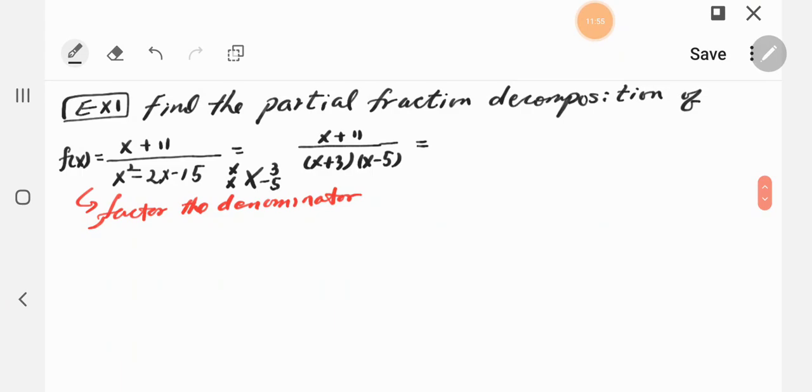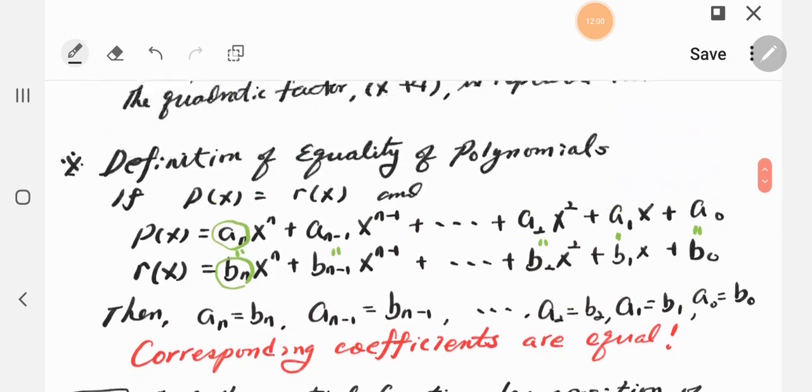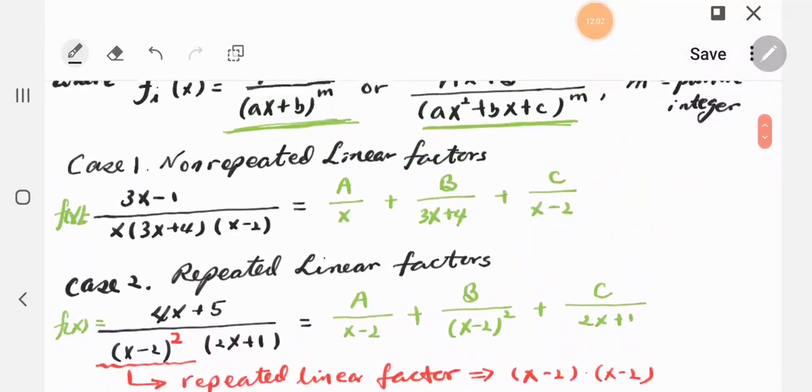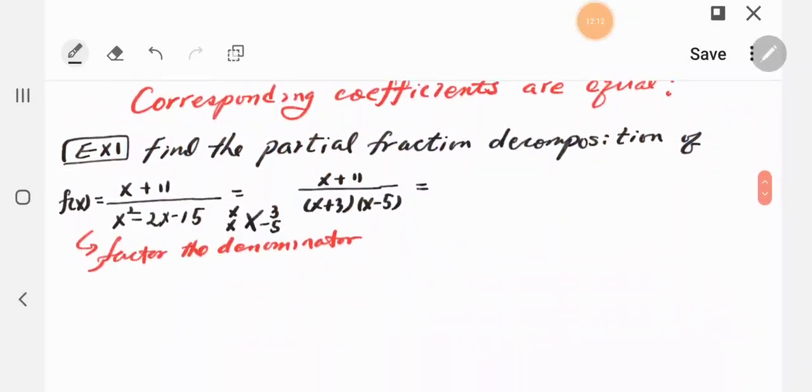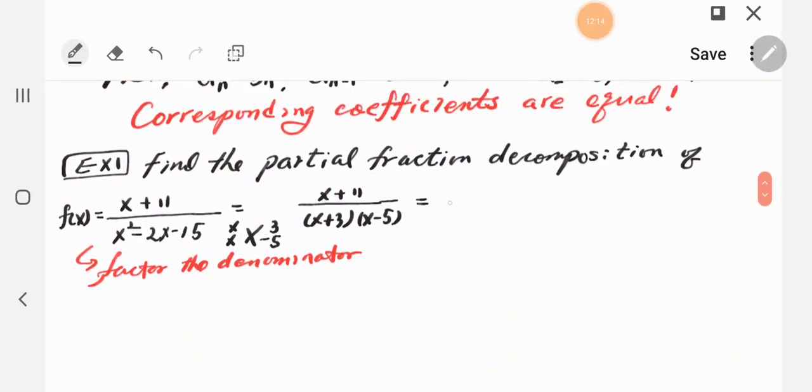Alright, so the denominator has two factors, so that we can rewrite this. So this is case 1, isn't it? The factors are linear. So you can separate each factor in the denominator. Since there are two of them, we can write it as a over x plus 3 plus b over x minus 5, and the numerator is just a constant, a and b. So if we find a and b, then we are done.